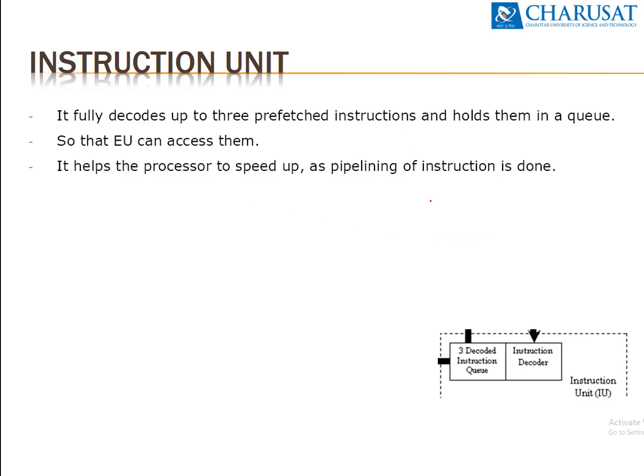Next is the instruction unit. The instruction unit has an instruction decoder and a 3-deep decoded instruction queue. Over here there are 6 prefetch instruction queues available. Out of the 6, one by one the instruction is given to the instruction decoder, and the instruction decoder gives it to the decoded instruction queue, and it is given to the ALU over here. It helps the processor speed up as pipelining of instructions is done. So before execution, decoding is performed by the instruction unit.